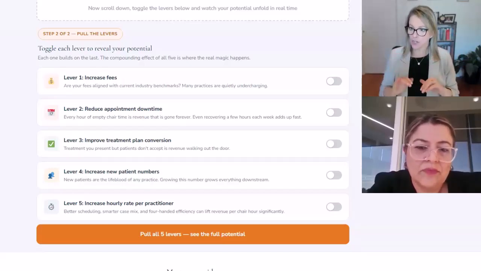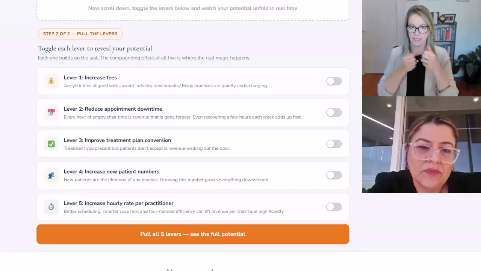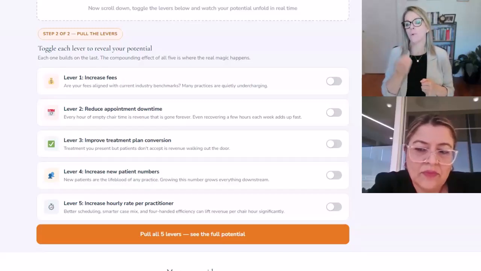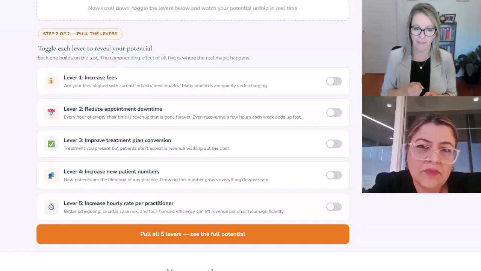Now, within the show notes, there is a link to this particular calculator, because what Ameena and I talk about is not just the impact of pulling each of these levers, but when you pull all the levers at once, there is a compounding effect and the impact on your practice is even better.